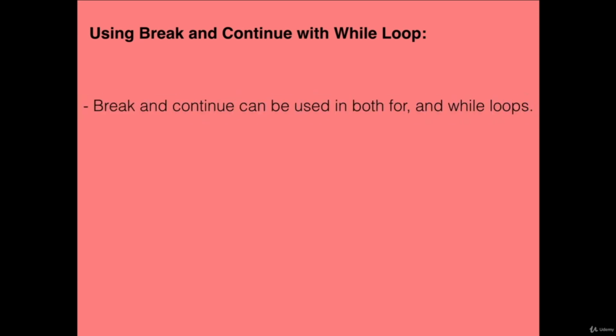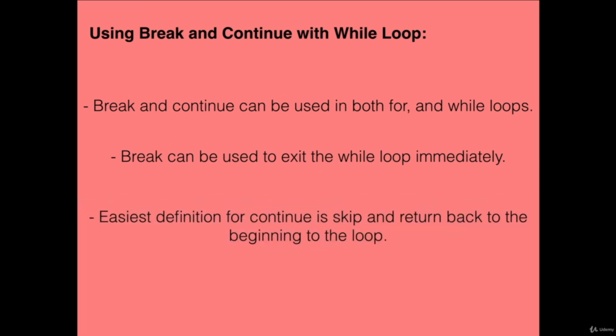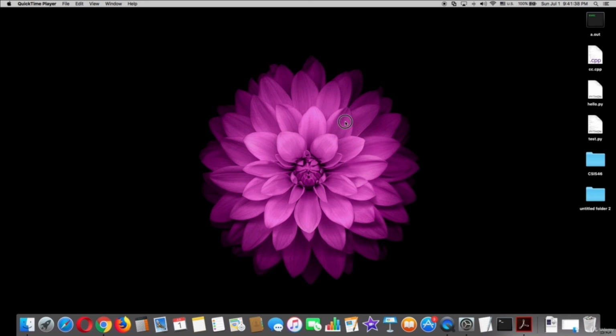Using break and continue with while loop. Break and continue can be used in both for and while loops. Break can be used to exit the while loop immediately. The easiest definition for continue is skip and return back to the beginning of the loop. Let's see how.